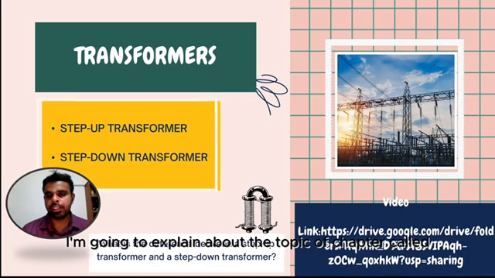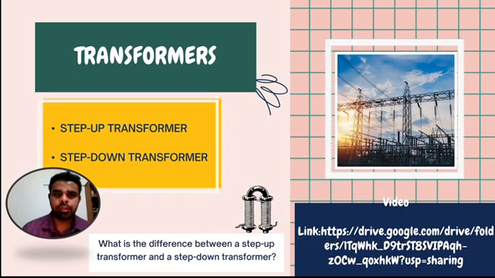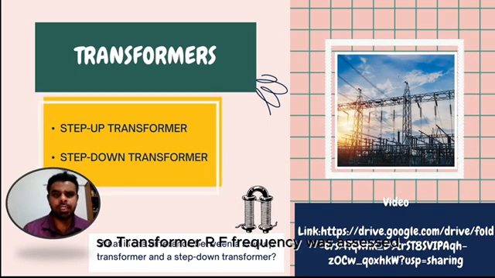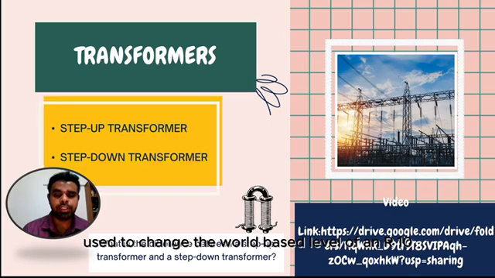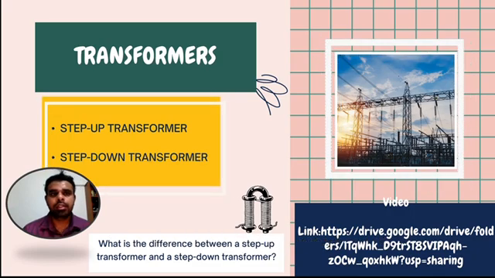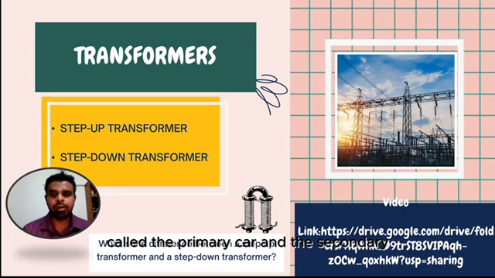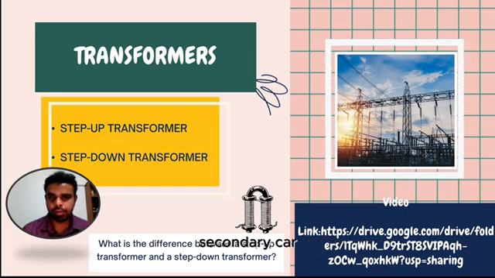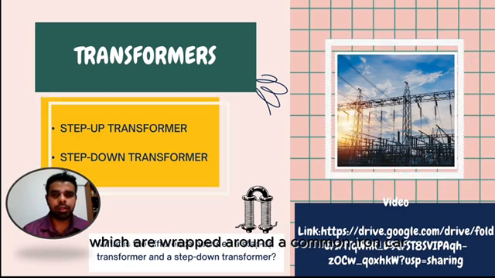So today I'm going to explain the topic, or chapter, called transformer. Transformers are electrical devices used to change the voltage level of an alternating current (AC) electrical signal while keeping the frequency constant. They consist of two coils of wire called the primary coil and the secondary coil, which are wrapped around a common iron core.